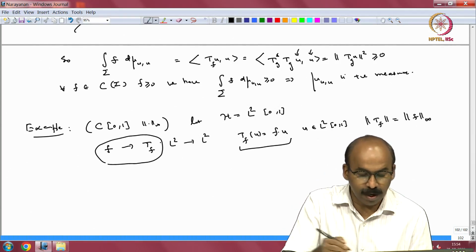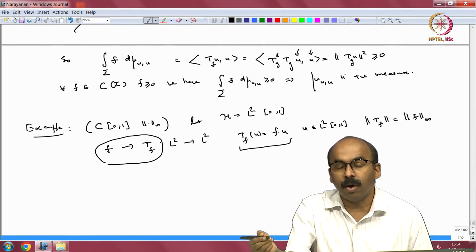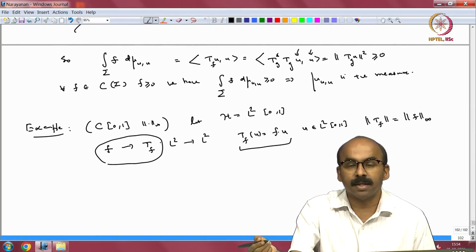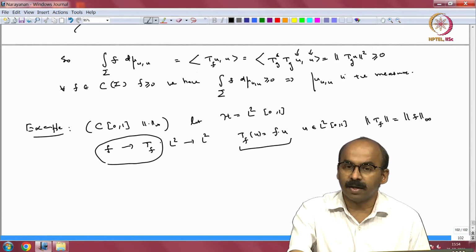So the way to look at it is, you look at all these T sub f. That is a class of operators on L2 of 0, 1, that is a commutative C star algebra with identity, and f going to T sub f is the inverse of the Gelfand transform.